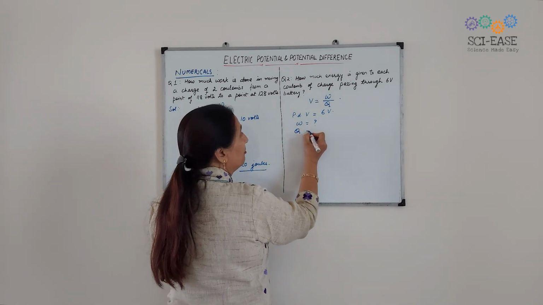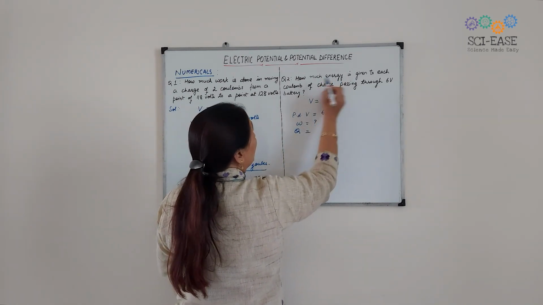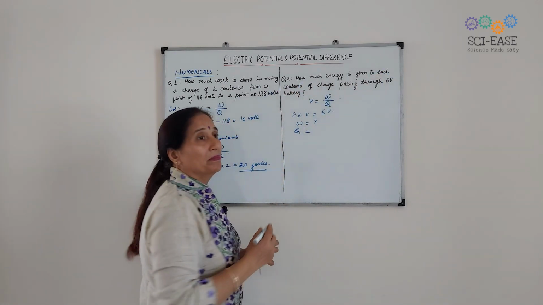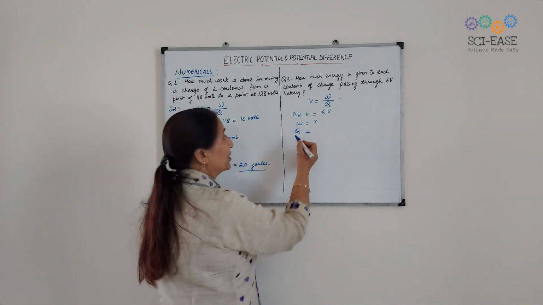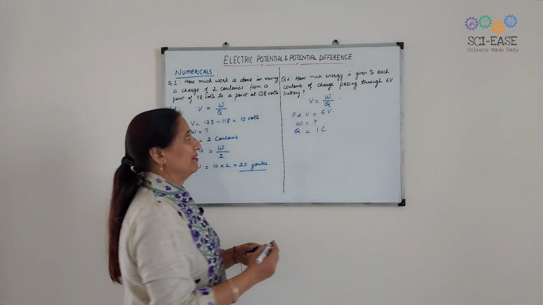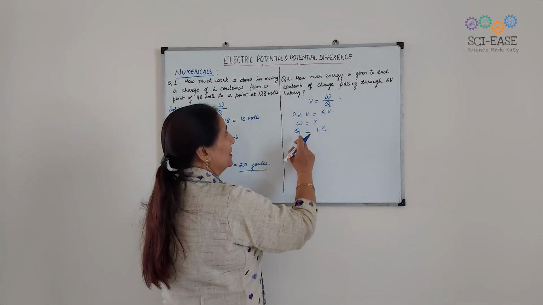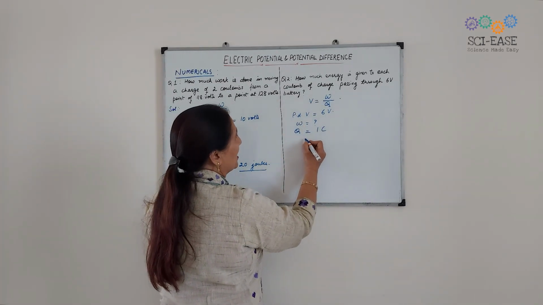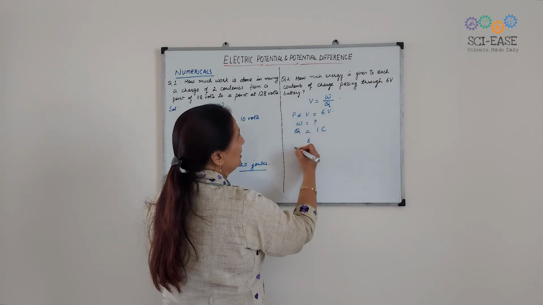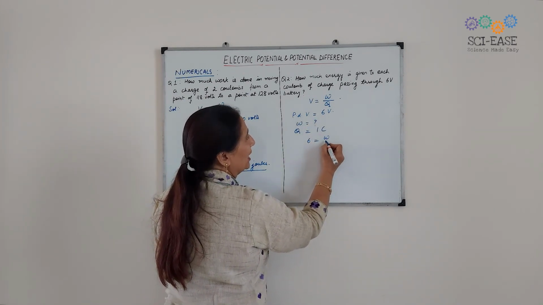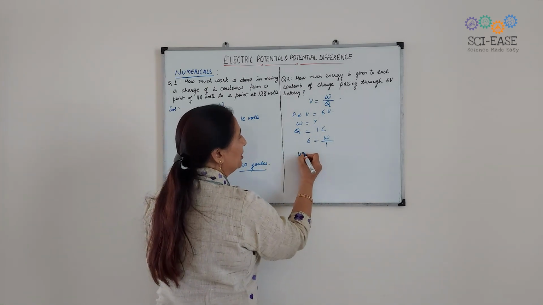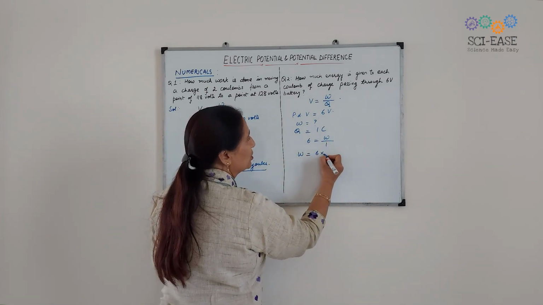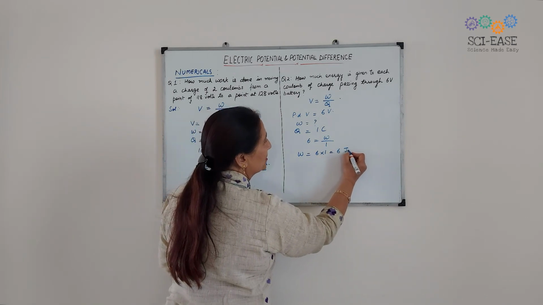And Q, what is the value of Q? Each coulomb. Each coulomb means every coulomb, 1 coulomb. Here the value of Q is 1 C. So putting the value in this expression, V is 6 volt, W we are to calculate, and the quantity of the charge moved is 1. So W will be equal to 6 into 1, which is equal to 6 joules.